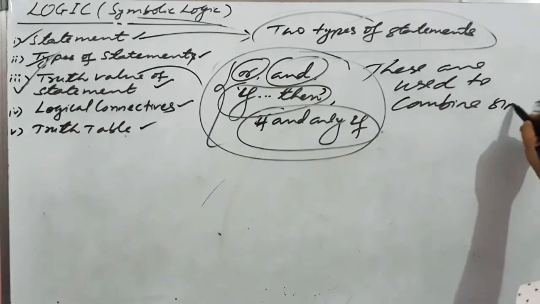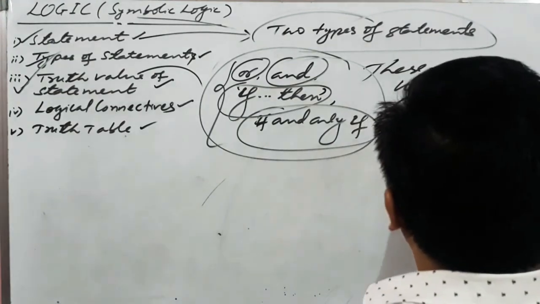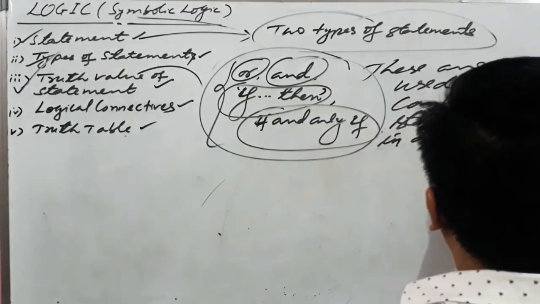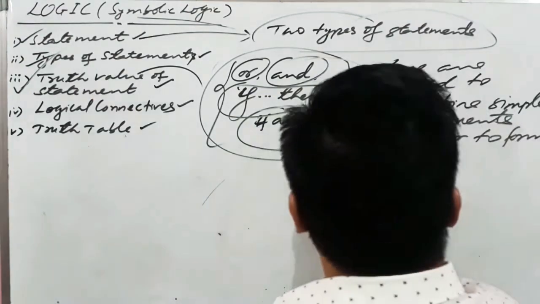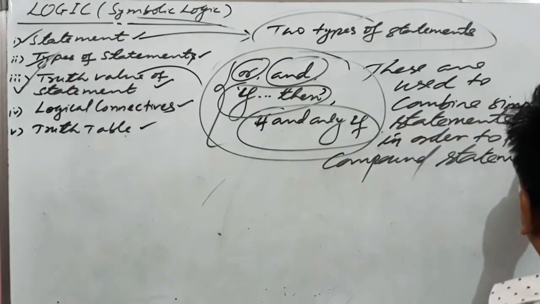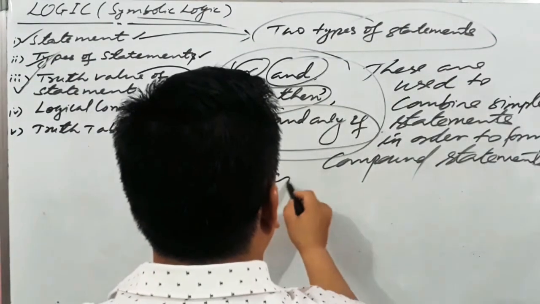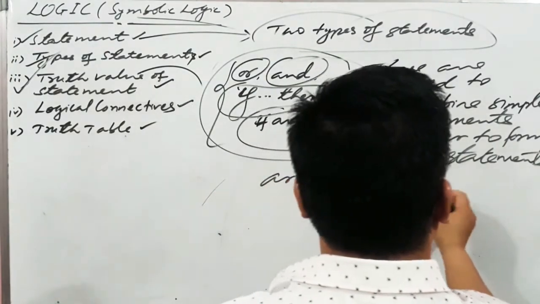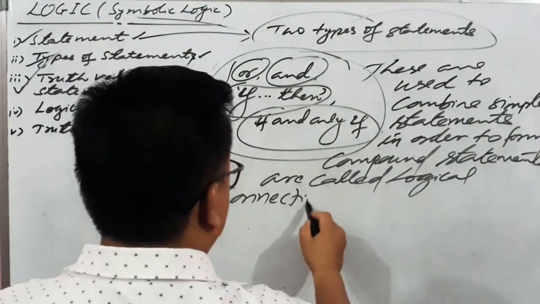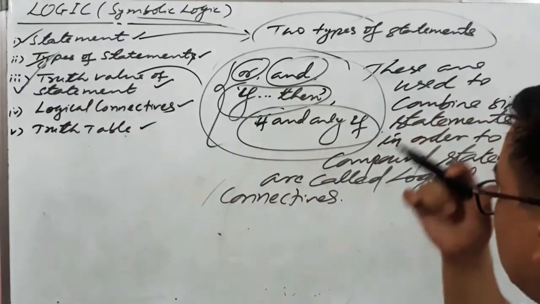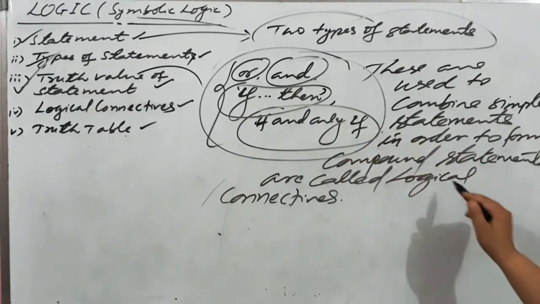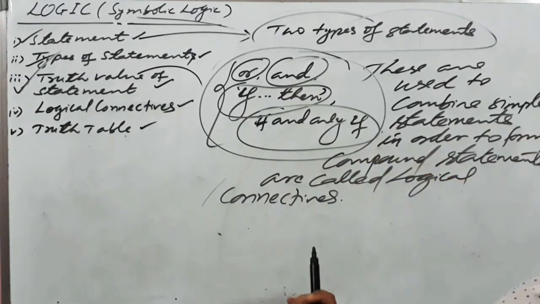These are used to combine simple statements in order to form a compound statement, and they are called logical connectives.